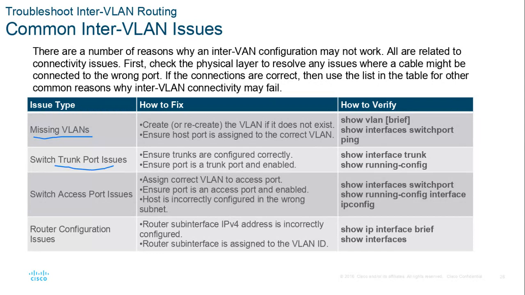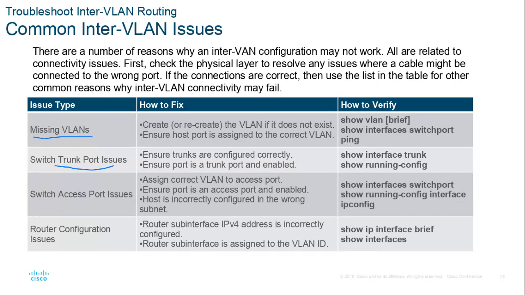Okay, switch trunking port issues. Make sure the trunks are configured correctly. Now, I spoke last time about how I was not fond of this dynamic trunking protocol, DTP, dynamic desirable, dynamic auto stuff. I would rather not trust some protocol to do that. I would rather just say switchport mode trunk, unconditionally make a wire a trunking port if it's going to another switch or going to a router on a stick. Or say switchport mode access if I want it to be an access port that's going to an individual PC. So we can check this with show interface trunk, or we can show the running configuration.